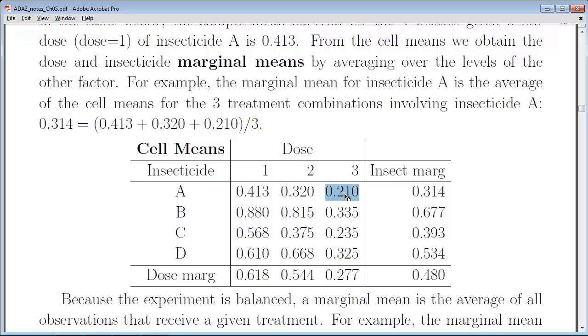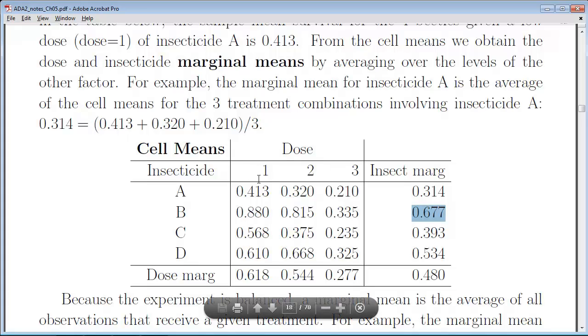All right. In addition, we have some margins. This margin is for the insecticides. So basically for insecticide A, we're going to average over the cell means, and those averages give you about 0.314. So now comparing across the insecticides, insecticide A has the lowest average survival time, and insecticide B has the longest average survival time over the doses.